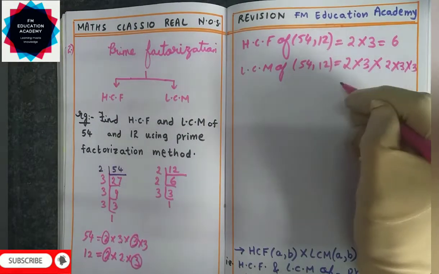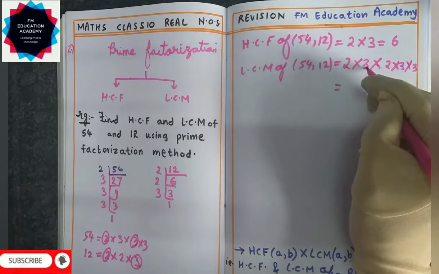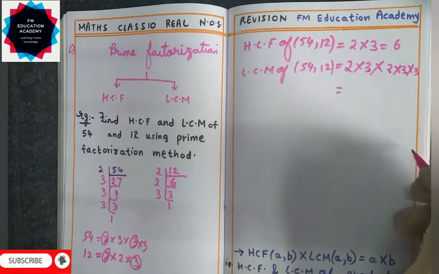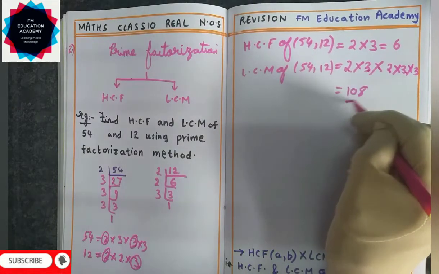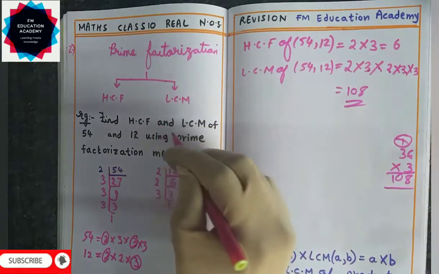So what is the LCM of 54 and 12? Multiply. 2 3s are 6, 6 2s are 12, 12 3s are 36, 36 3s are 108: 3 6s are 18, 3 3s are 9, 9 plus 1 is 10, so 108. This is how you find the LCM and HCF by the prime factorization method.